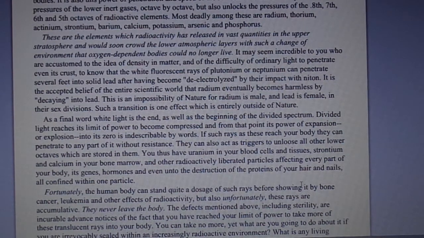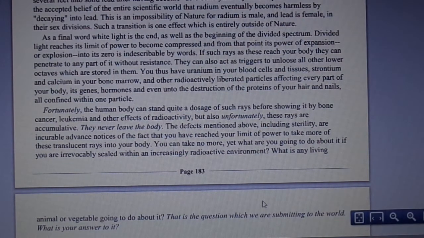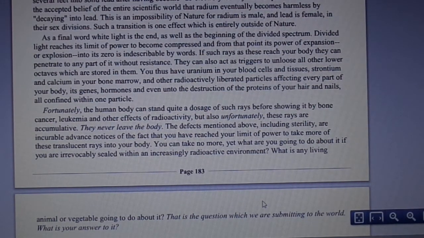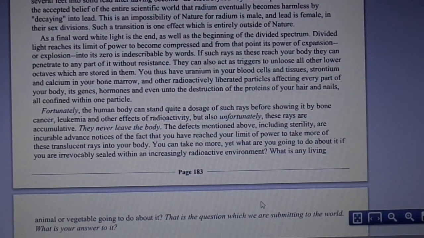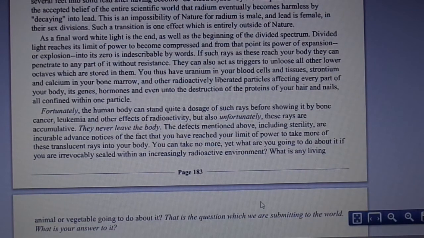You thus have uranium in your blood cells and tissues, strontium and calcium in your bone marrow, and other radioactively liberated particles affecting every part of your body, its genes, hormones, and even unto the destruction of the protons of your hair and nails, as confined within one particle. Fortunately, the human body can stand quite a dosage of such rays before showing it by bone cancer, leukemia, and other effects of radioactivity. But also, unfortunately, these rays are accumulative. They never leave the body.